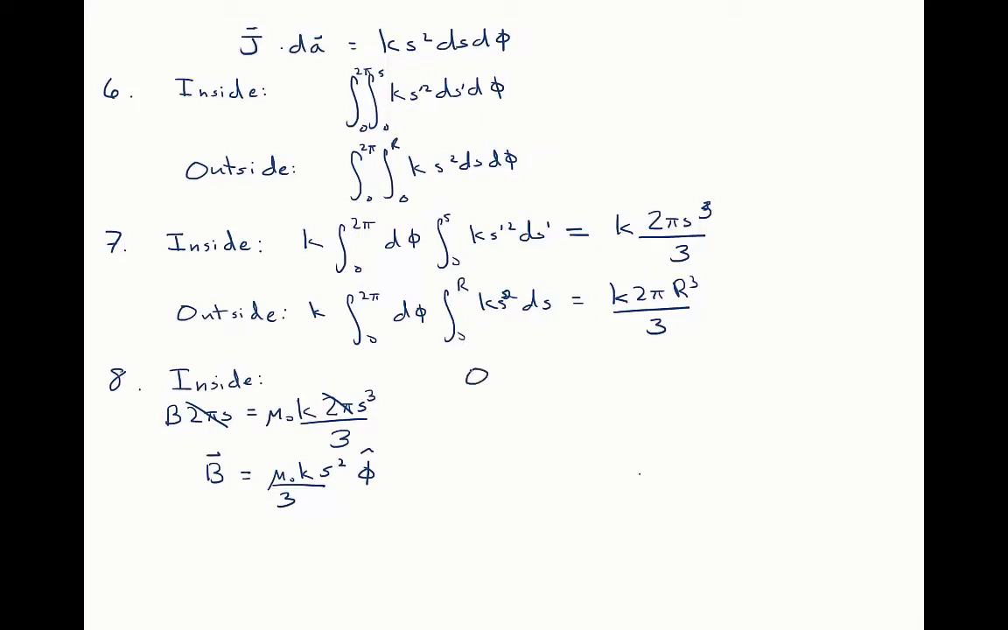Now remember, we already decided that B's in the phi hat direction, so I'll go ahead and make that a vector. Okay, now we'll do outside. So our 2 pi's cancel. So now capital R cubed is a constant, so the power doesn't reduce. Again, this is in the phi hat direction.